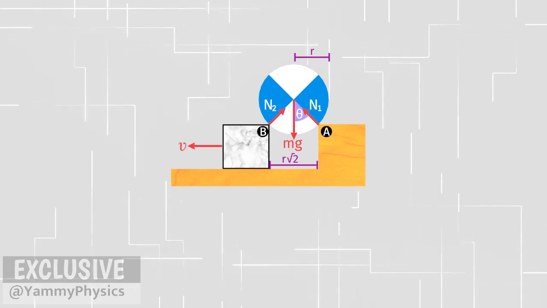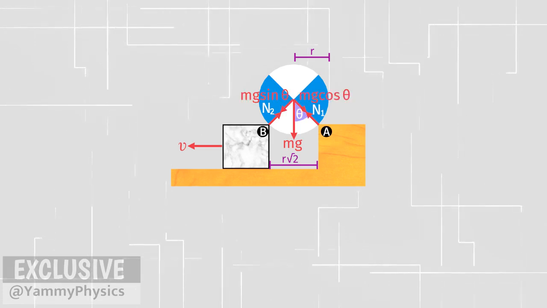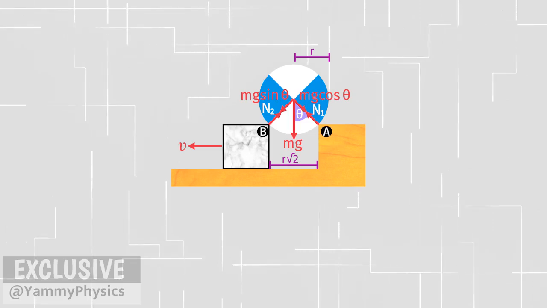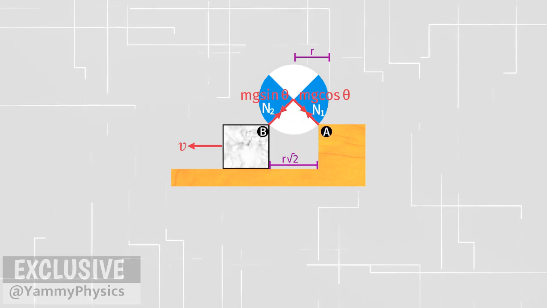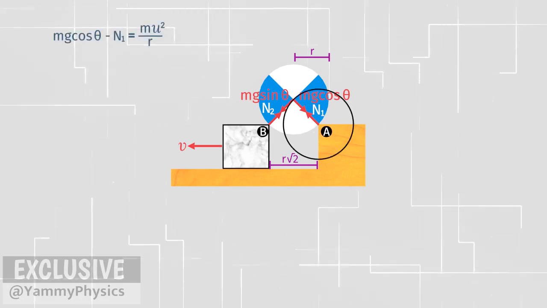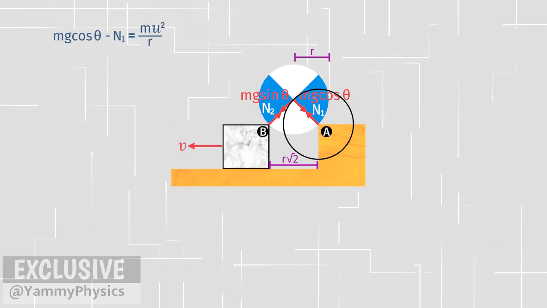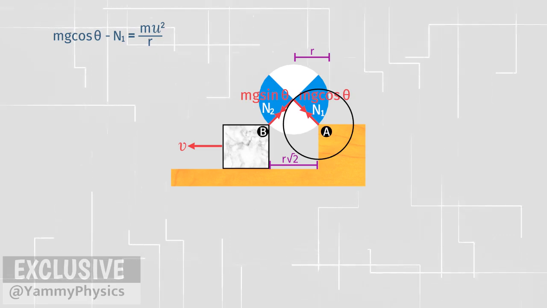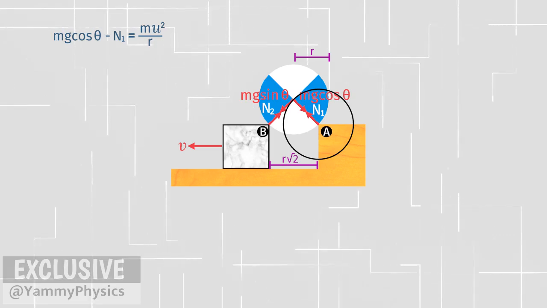Let's think of the central angle as theta. The components of the gravity force are mg cosine theta and mg sine theta. Mathematically, mg cosine theta minus N1 is equal to mu squared over r. The force towards the center of rotation has a positive sign.